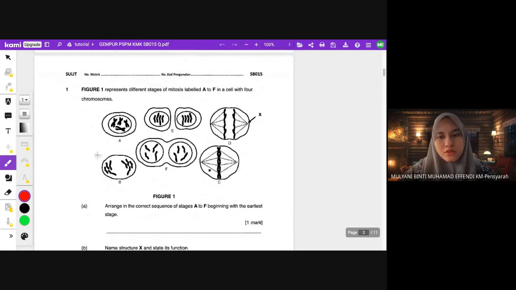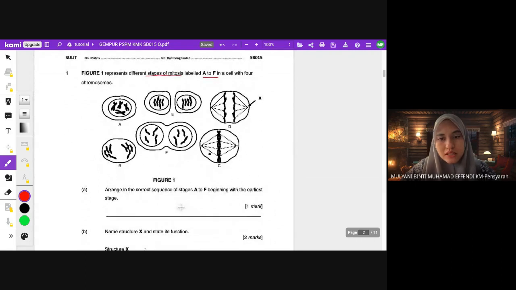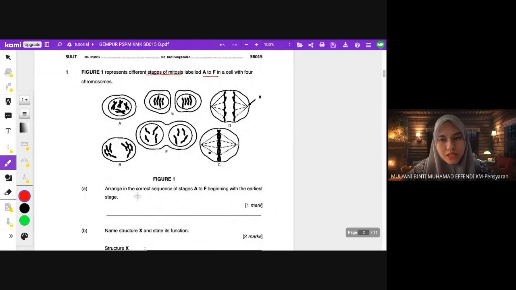Okay, so dia kata dia bagi sini different stages of mitosis A until F. Okay, so ada 4 chromosome dalam setiap satu cell. So arrange in the correct sequence of A to F beginning with the earliest stage. Maksudnya daripada prophase lah sampai ke telophase. Okay, so kita tengok pada di sini jawapannya adalah di mana yang first dia scattered, the chromosome are scattered which is A. So dia pergi kepada C dan teruskan kepada D, terus kepada B.